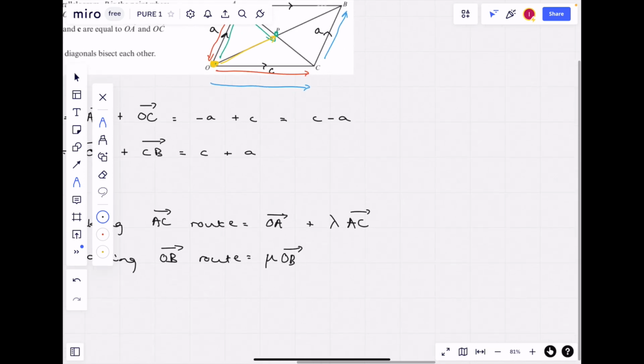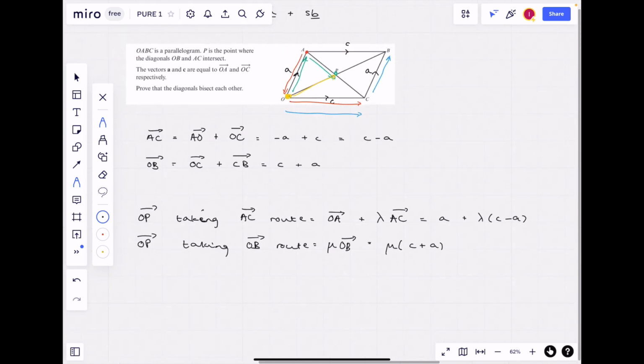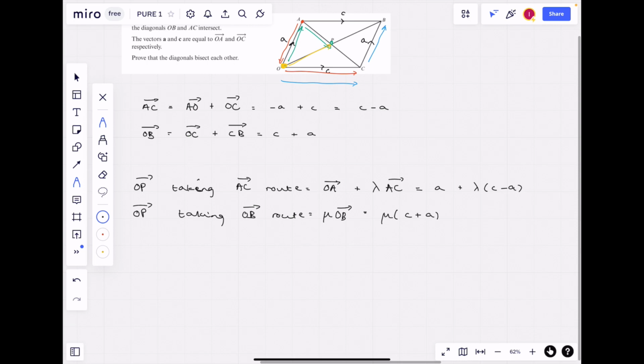Okay. So OP is A plus lambda AC, which we worked out earlier, C minus A. Then mu OB, C plus A. Does that make sense? I hope so. Now, both those vectors represent OP, which means they're both equal to each other.